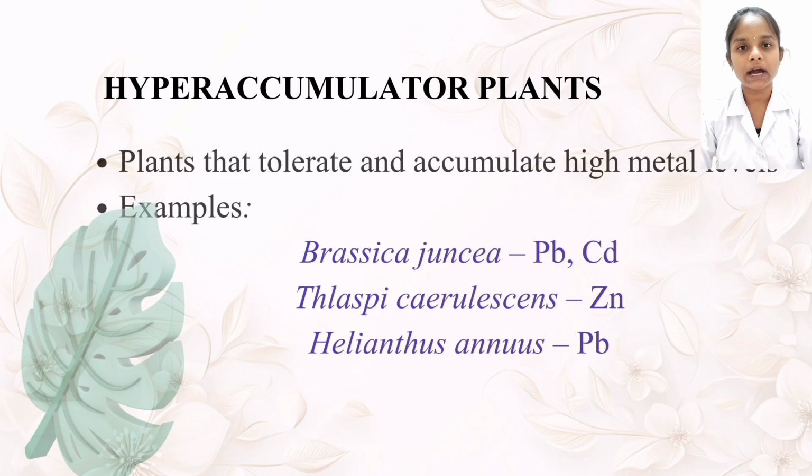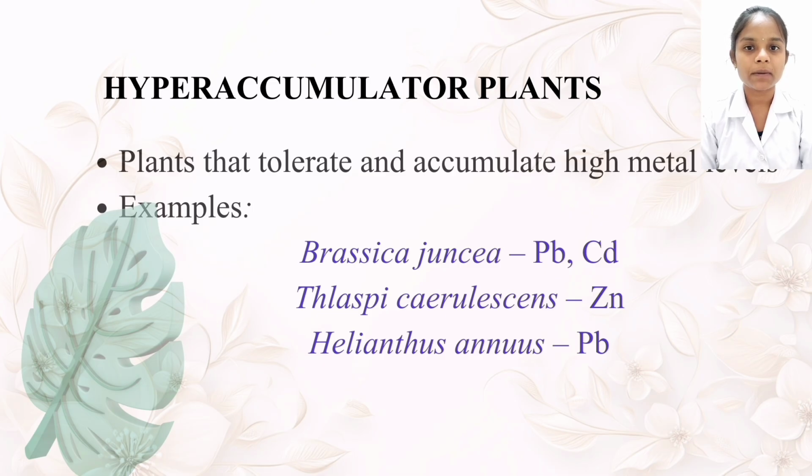Now let's see about hyperaccumulator plants. They are special types of plants that can tolerate and accumulate very high concentrations of heavy metals in their tissues without showing toxic effects. These plants absorb metals through their roots and store them mainly in their shoots and leaves. Because of this ability, they are widely used in the phytoextraction process.